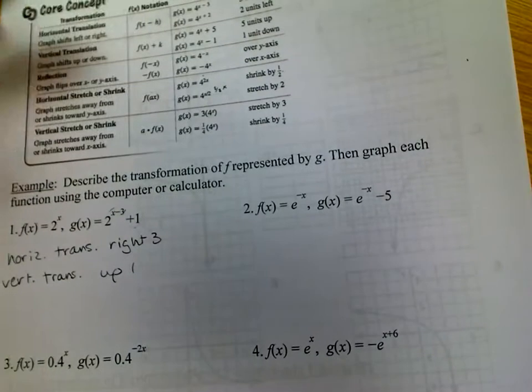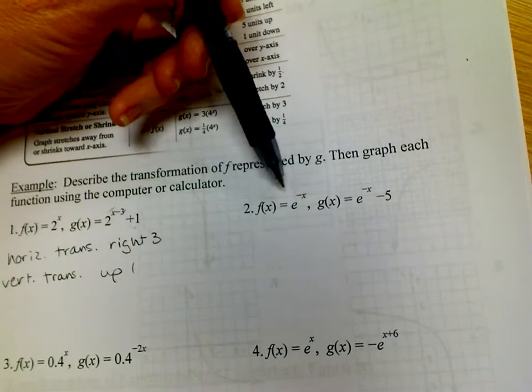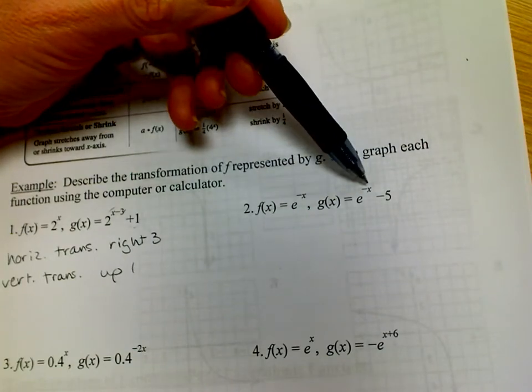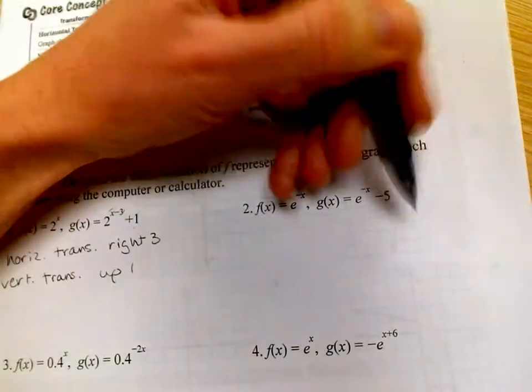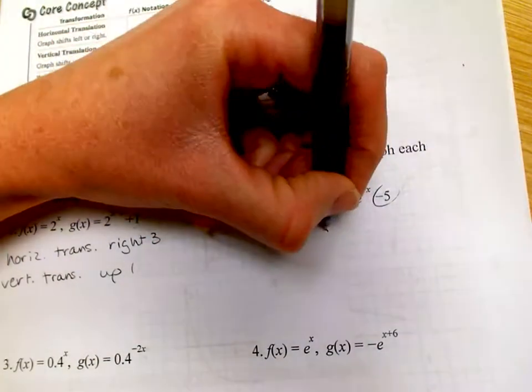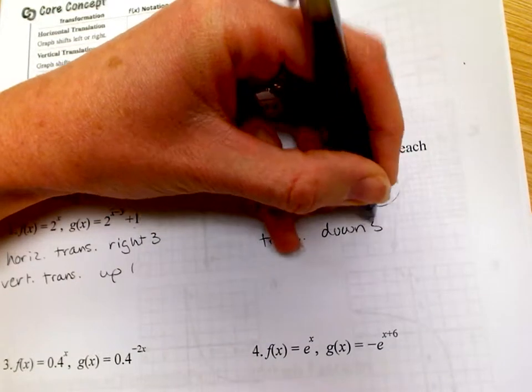For example, in number 2, our starting function was y equals e to the negative x power. The new function is e to the negative x minus 5. So really, this is the only thing that changed. And so that would translate your graph down 5. And you're done.